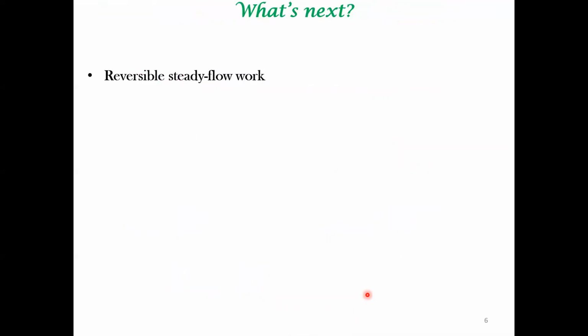So where do we go from here? We look at the next class of system, which is very relevant for engineering systems, which is reversible steady flow work. How do we do entropy changes in such a kind of system? That will be the agenda for the next lecture.